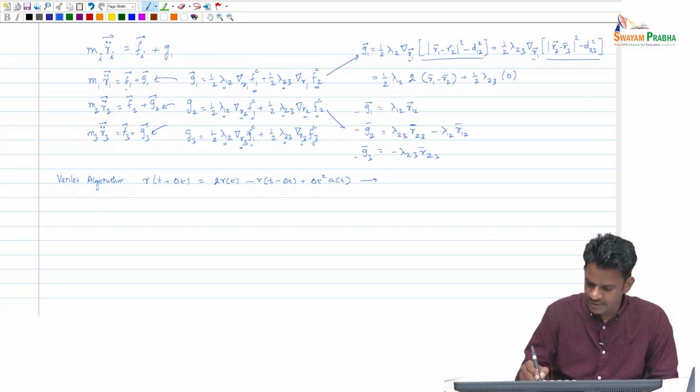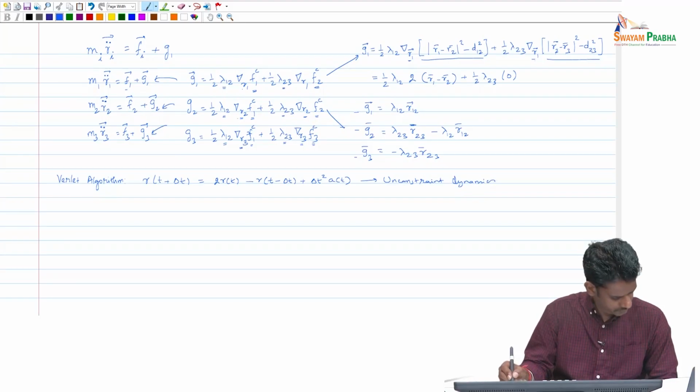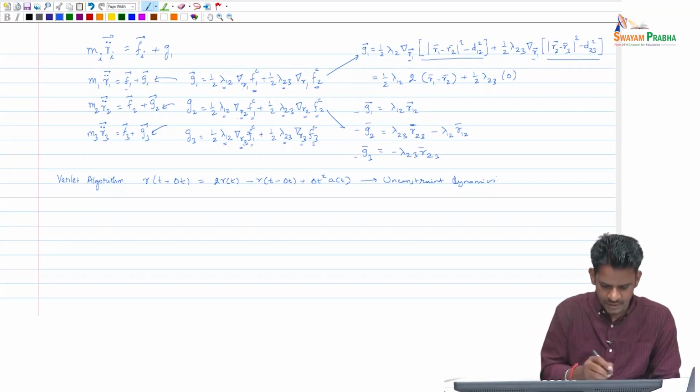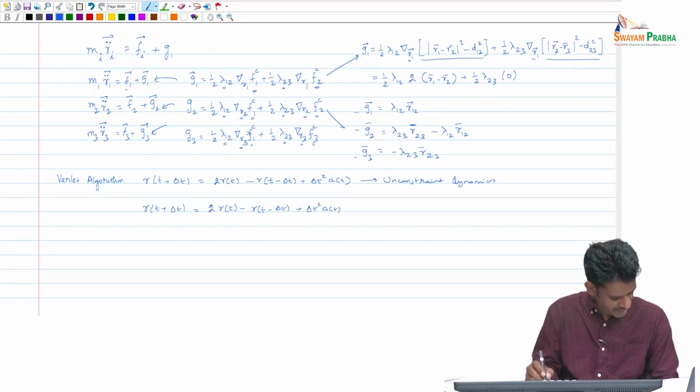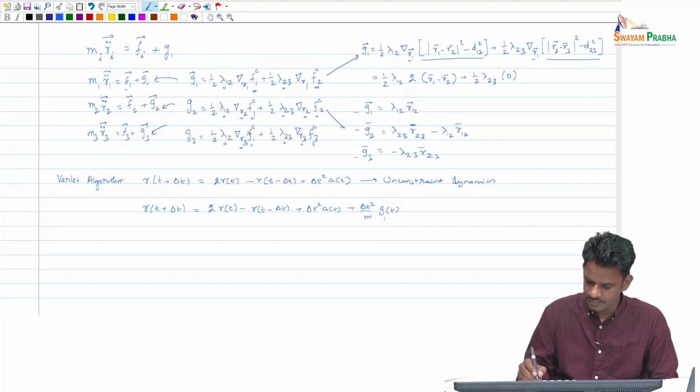So this is what you would do in the case of unconstrained dynamics. For constrained dynamics, this equation will become, now that we have two kinds of forces, so up to this term is the same, and here we have an additional term, that is delta t square by m times G1 of t, and this G1 should be obtained from this particular expression.